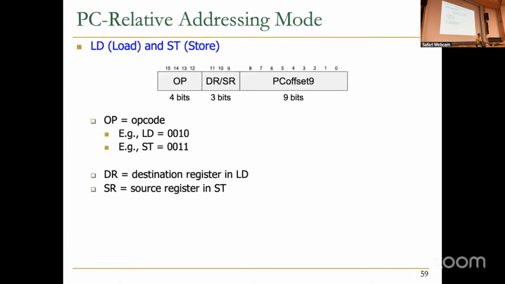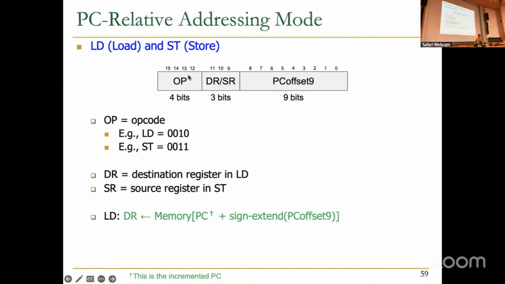This is load and store. We have not seen an example of this yet, sorry. This is the opcode. Opcode can be 0010 or 0011, and they distinguish the load versus store. If the opcode is that, the next 3 bits are either the destination register or source register, depending on whether you're doing a load or store. And this is how you calculate the address.